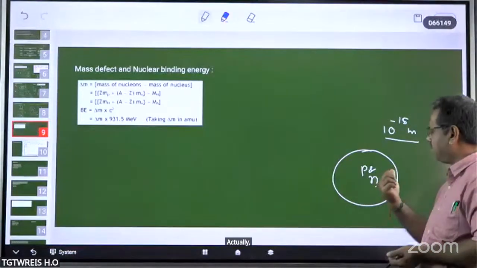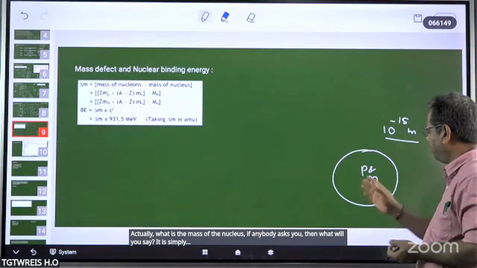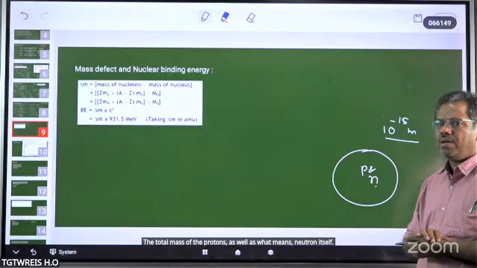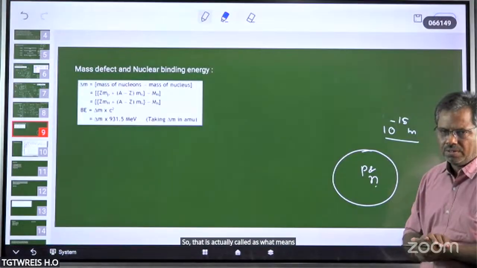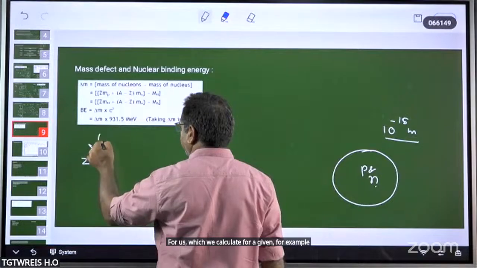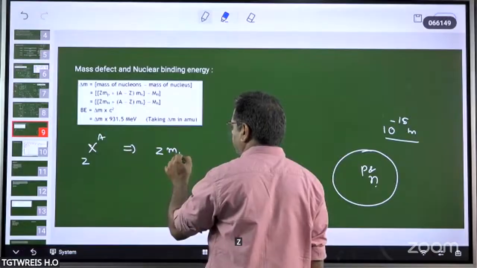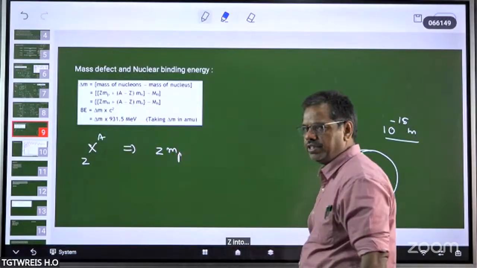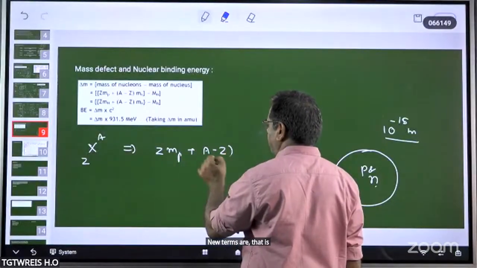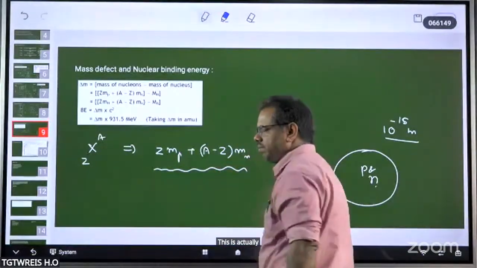Actually, what is the mass of the nucleus? If anybody asks you, then what will you say? It is simply the total mass of the protons as well as the neutrons. So that is called the calculated mass. The mass which we calculate for a given nucleus, for example X, Z, A. What is the calculated mass? Z into the mass of each proton, Mp, plus the neutrons, that is A minus Z, into Mn. This is the calculated mass.